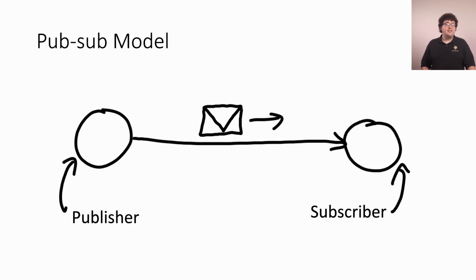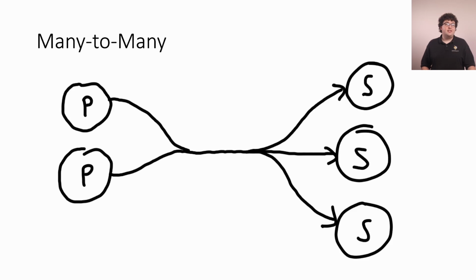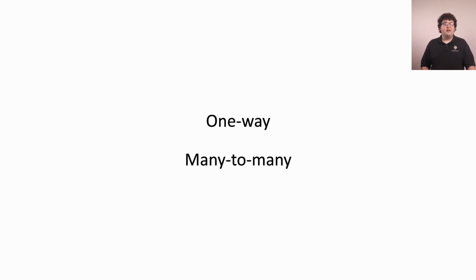A publisher can't see what other messages may be on the topic, and a subscriber can't send messages to the topic. There is, however, no limit to how many publishers and subscribers are connected to the same topic. This means that topics are many-to-many. When multiple publishers and subscribers are connected to the same topic, every subscriber receives each message published by any publisher. These two properties, one-way and many-to-many, are the defining properties of the PubSub model.